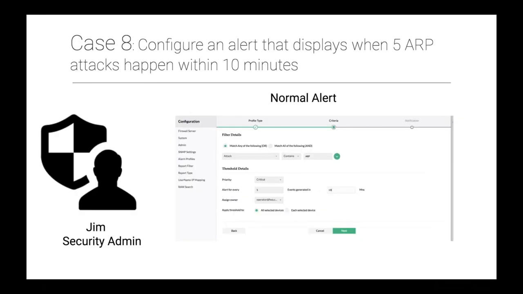Now, let us look at a use case. Since there are a lot of ARP attacks happening in the network, Jim's company wants to identify ARP attacks at the very inception. So what does Jim need to do? Jim needs to set an alarm notification for 5 ARP attacks that happen within 10 minutes of time. So let us look at how Jim sets this alarm using the Firewall Analyzer.